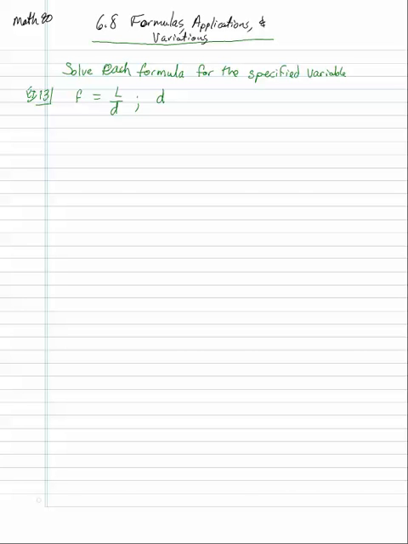So the idea is we want to get D by itself. If I think of this as a proportion, I can cross multiply or multiply by the LCD, same thing. You're going to get DF equals L because you're going to multiply both sides by D. And then we want to get D by itself, so now we're going to divide both sides by F.